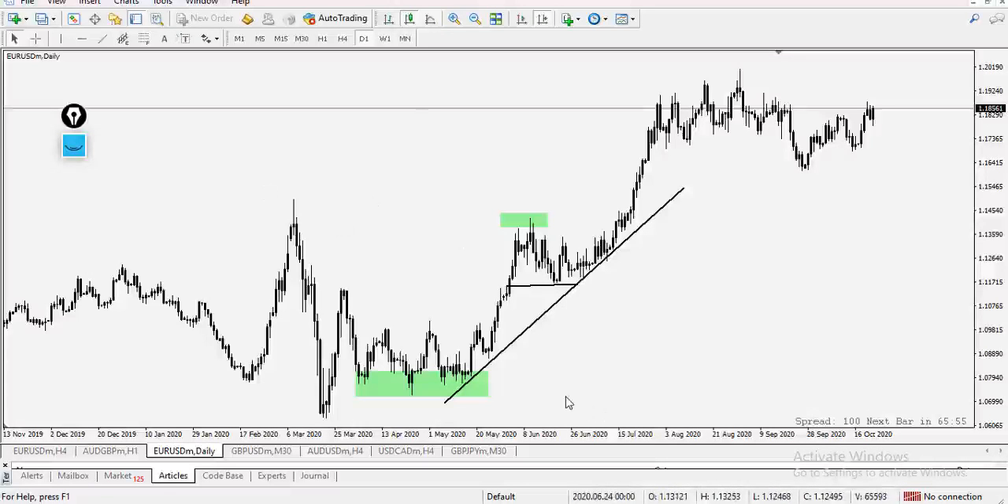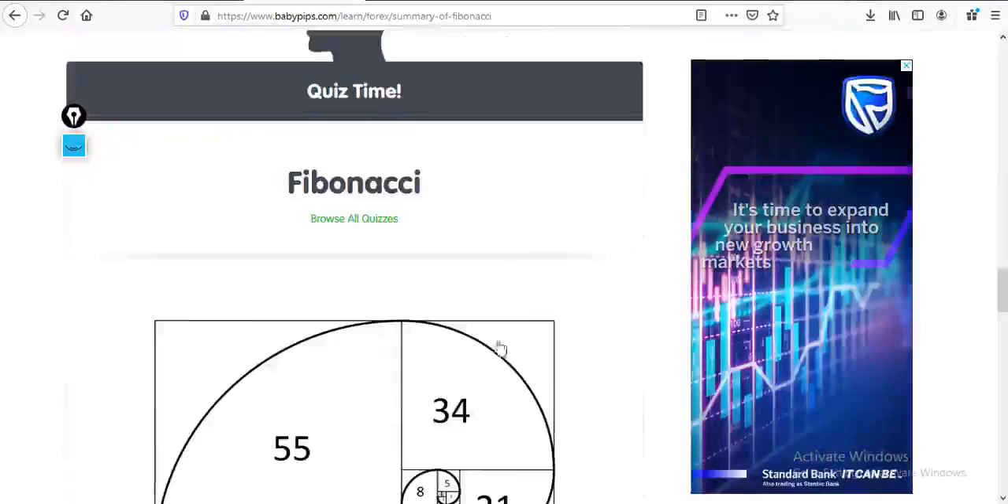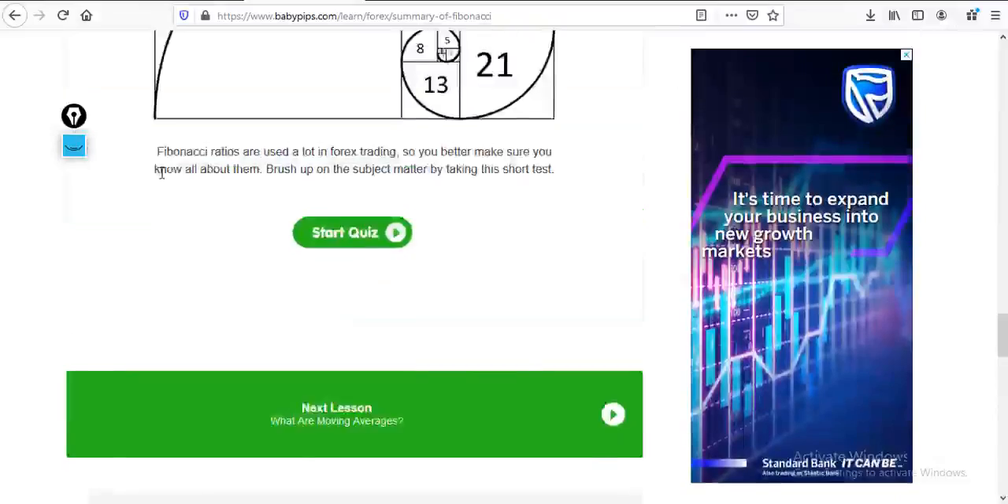So I hope you find something interesting, or you learned something new from this grade 3 of our Fibonacci retracement, how to use the Fibonacci tool.